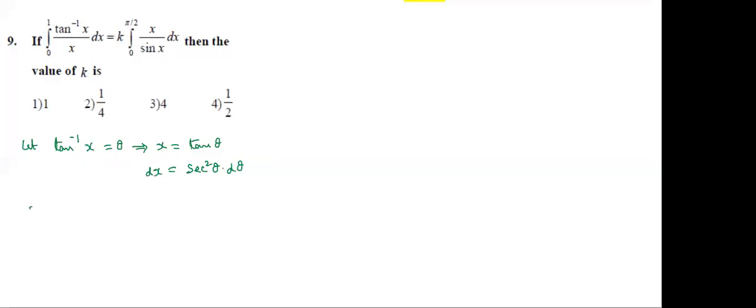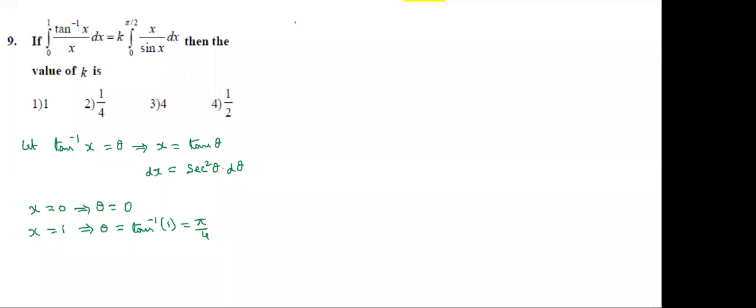If x is equal to 0, then what is the theta value? Theta is equal to tan inverse of 0, that is 0. If x is equal to 1, then what is the theta value? Theta is equal to tan inverse of 1, that is pi by 4. These values we substitute in the question, in the left hand side only.